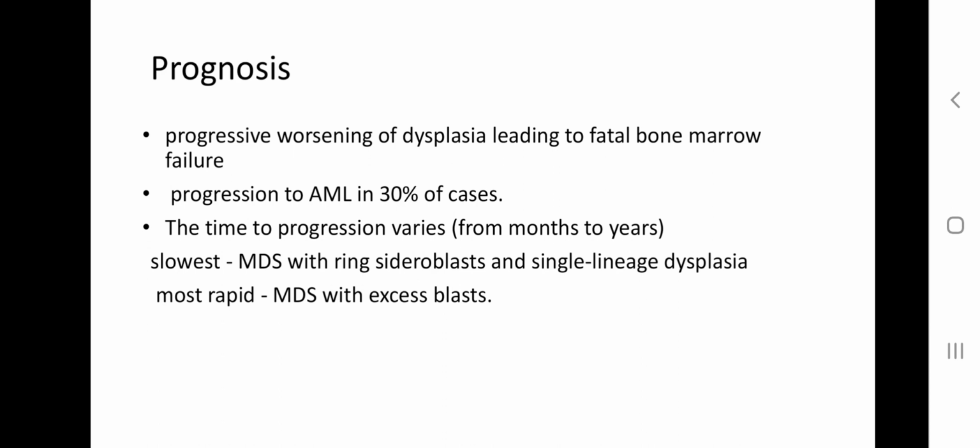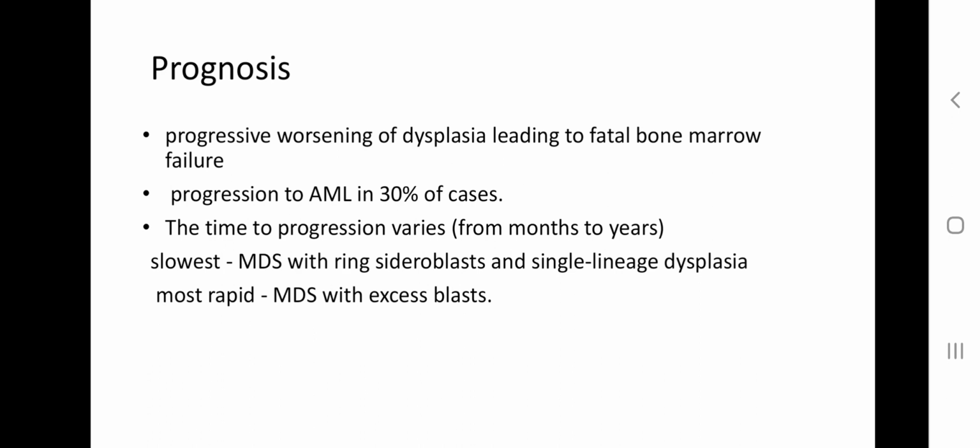The prognosis in myelodysplastic syndrome is progressive worsening of dysplasia to fatal bone marrow failure, because there is ineffective blood cell production. Progression to AML can occur in 30% of cases, so such MDS patients have to be kept under close follow-up.